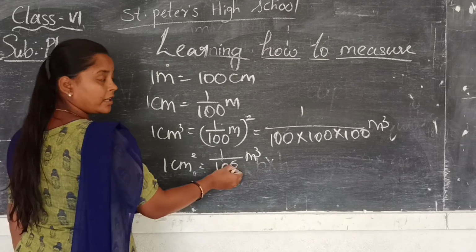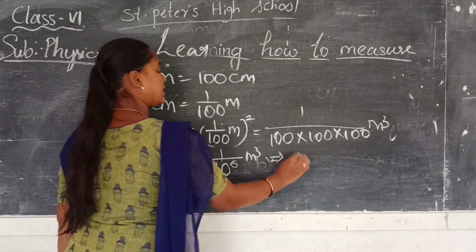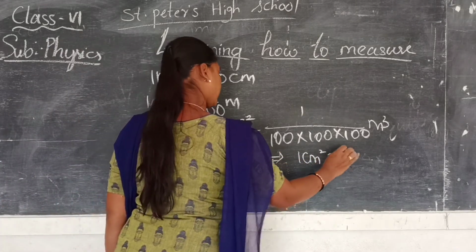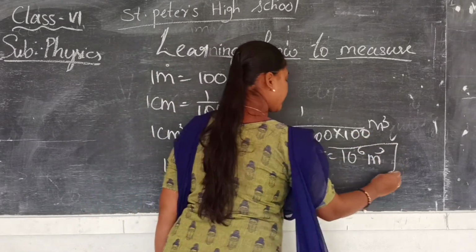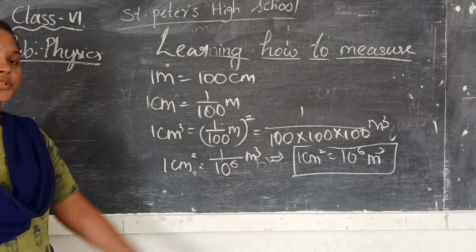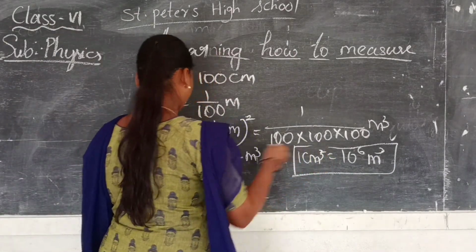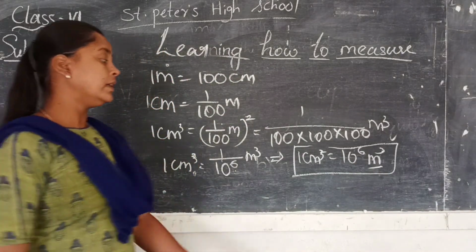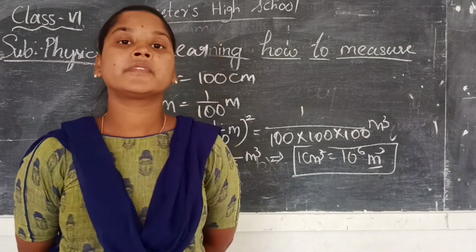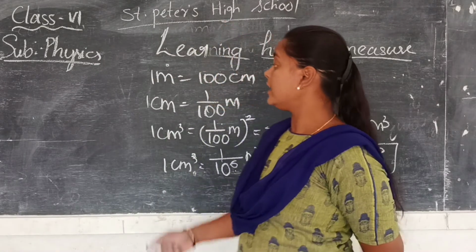So instead of the denominator, take it to the numerator. Then you can write 1 centimeter cube is equal to 10 to the power of minus 6 meter cube. So this is the relation between centimeter cube and meter cube. That is, 1 centimeter cube is equal to 10 to the power of minus 6 meter cube. Okay, this is regarding volume.